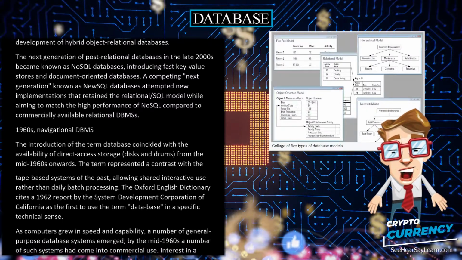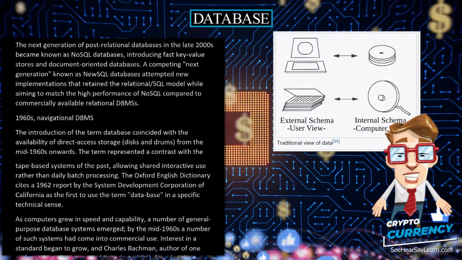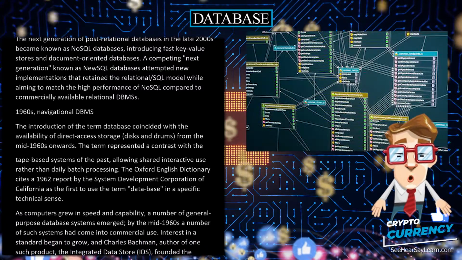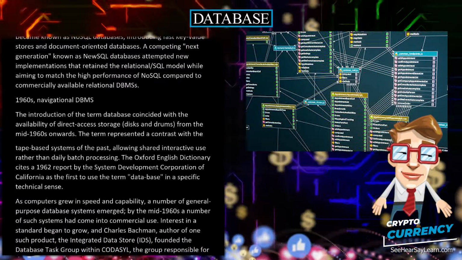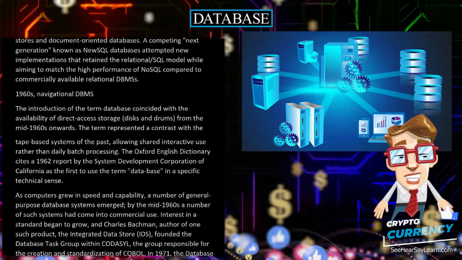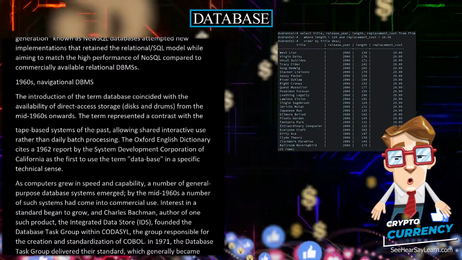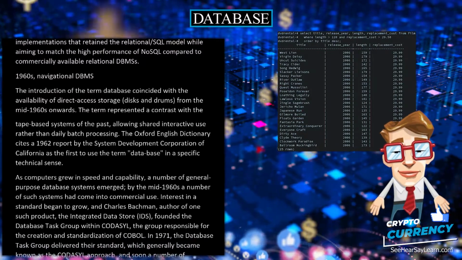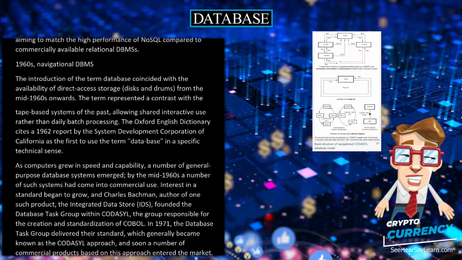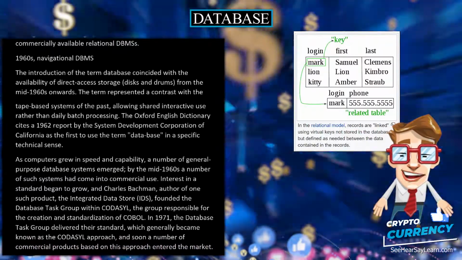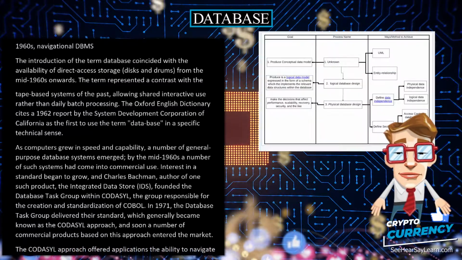1960s, Navigational DBMS. The introduction of the term database coincided with the availability of direct access storage, disks and drums, from the mid-1960s onwards. The term represented a contrast with the tape-based systems of the past, allowing shared interactive use rather than daily batch processing. The Oxford English Dictionary cites a 1962 report by the System Development Corporation of California as the first to use the term database in a specific technical sense.